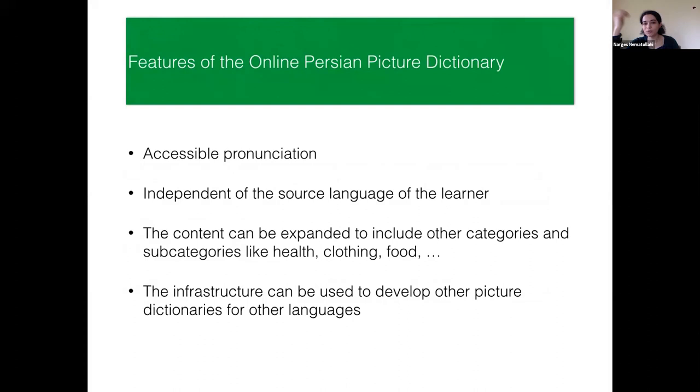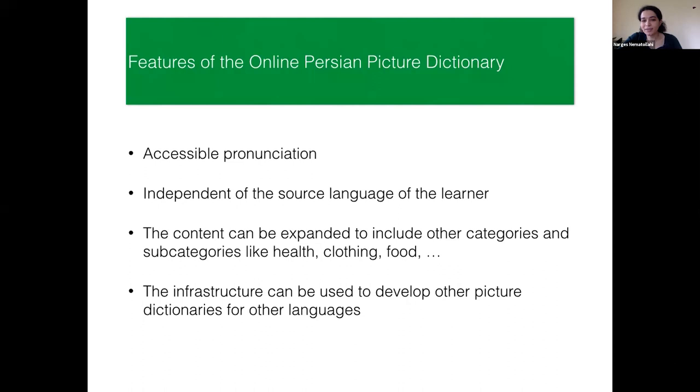can use this platform. The content can be expanded to include other categories and subcategories like health, clothing, food, etc. And the infrastructure that we prepared for this dictionary can be used to develop other picture dictionaries for other languages. So I know Turkish uses the Latin script, so the Turkish instructors might not have the same problems that we as Persian and Arabic language instructors have, but at least for Arabic, the pronunciation is again another big thing for students. This infrastructure can be used to develop an online Arabic picture dictionary or any other language.